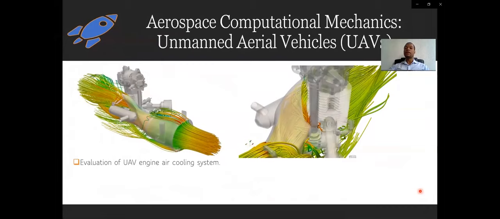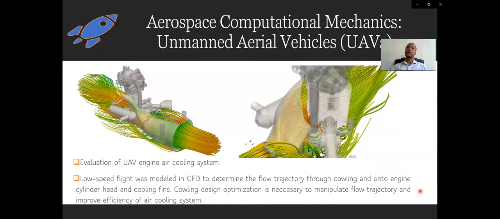We've also been involved in the evaluation of an air cooling system for a UAV engine, which experienced overheating during climbing flight and overcooling during descending flight. Low speed flight was modeled in CFD to determine the flow trajectory through the cowling and onto the engine cylinder head and cooling fins. It was realized that cowling design optimization was necessary to manipulate the flow trajectory and improve the efficiency of the air cooling system.